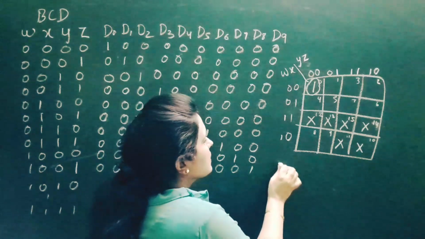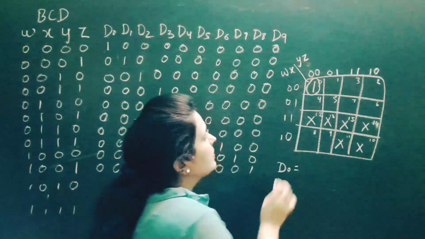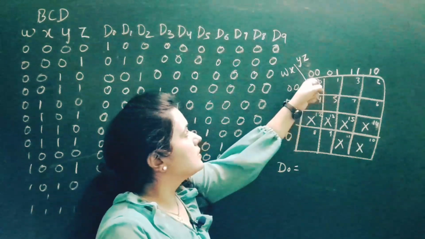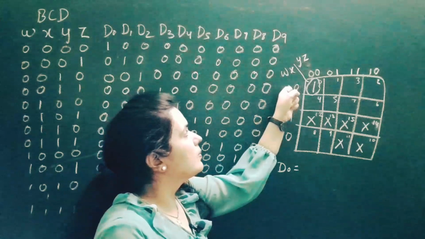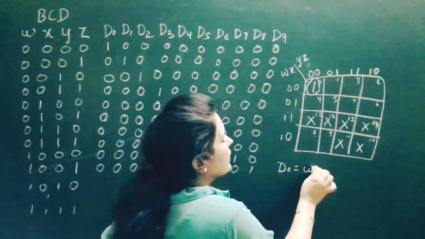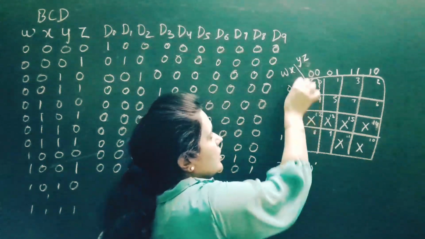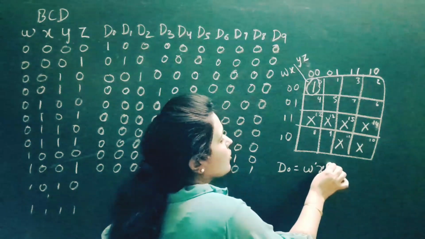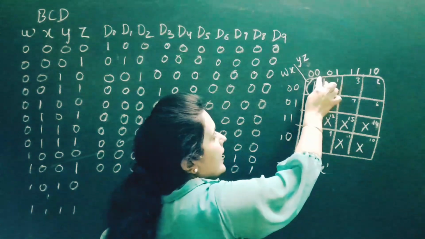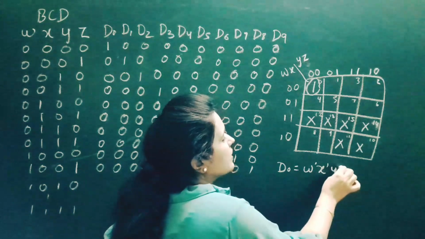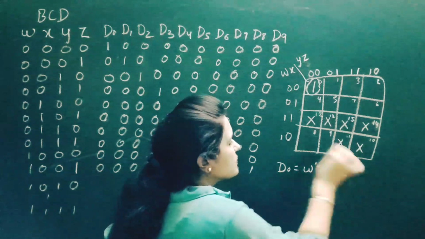So the expression for D0 will be equal to, this group falls in this row. In this row the value of w is 0, so we write the complement of w. The value of x is also 0, so we write the complement of x. The values of y and z are also 0, so we write the complement of y and the complement of z.